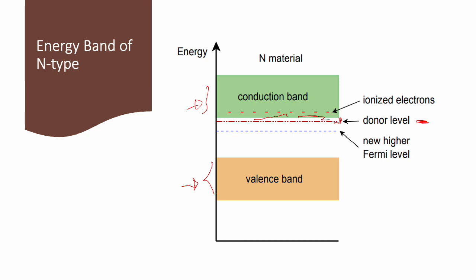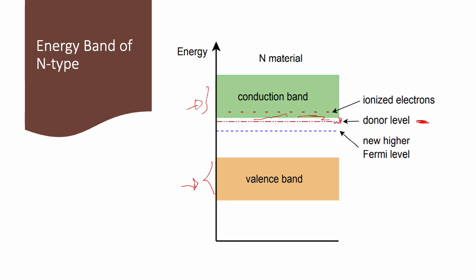So these donor levels make it easier for electrons to transition to the conduction band, resulting in a surplus of free electrons that contribute to the semiconductor's high electrical conductivity. So recall, the Fermi level is the energy level that defines the boundary between the valence band and the conduction band. It represents the highest energy level at which electrons are most likely to be found at absolute zero temperature. The position of the Fermi level in the energy band diagram depends on the doping of the semiconductor.